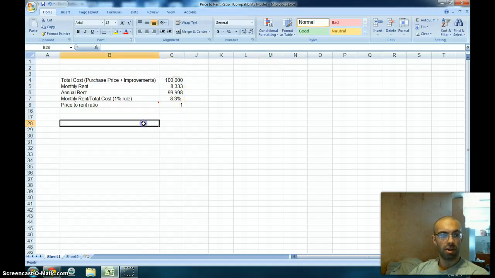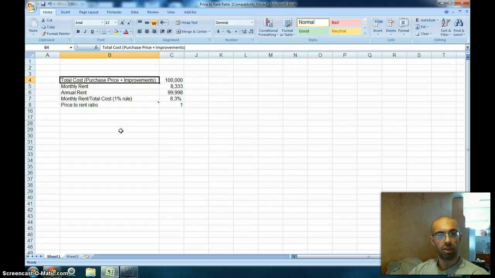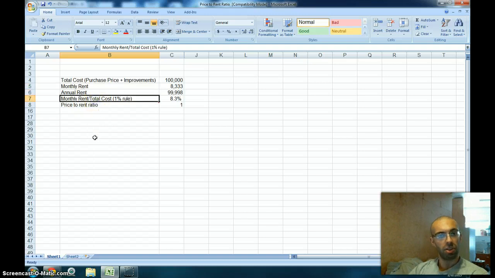So here in this Excel spreadsheet, I've written total cost, which is your purchase price plus all the improvements you have to make on the property. Put in monthly rent, annual rent, and then here's a little rule of thumb that's used in the real estate industry. It's the 1% rule. You essentially take the monthly rent and you divide it by the total cost of the property. And if it is 1% or higher, that's really good. All right, and then the price to rent ratio I have calculated down here.